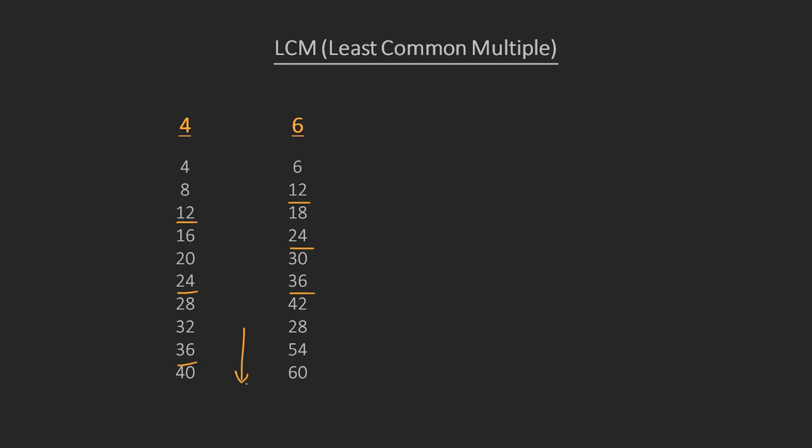Unlike a list of factors, which is limited and finite, a list of multiples is endless. You can keep going higher and higher. And so, we don't have a greatest common multiple. Instead, we have the LCM, or the least common multiple. 12 is the smallest among these, and so it is the least common multiple, or LCM, of 4 and 6.